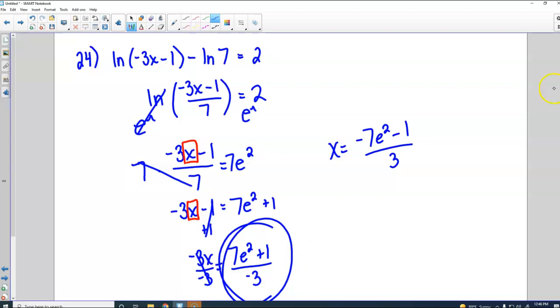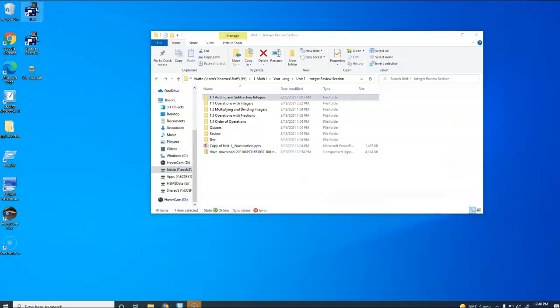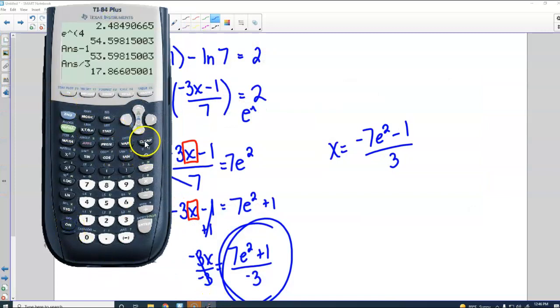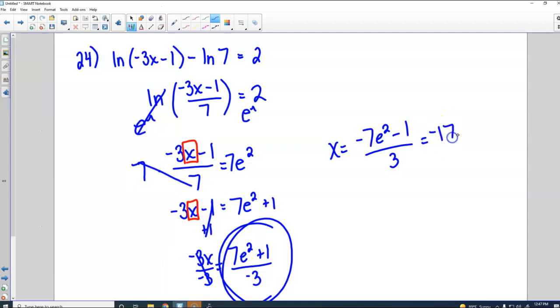One thing you could do, if you solve it the way that I just solved it, let's get the calculator. One thing you could do is you could just take this answer, make sure you put parentheses around the numerator, negative 7e to the second minus 1, divided by 3. You could just type this answer in and get that it's negative 17.574. So that's one way you could do it.